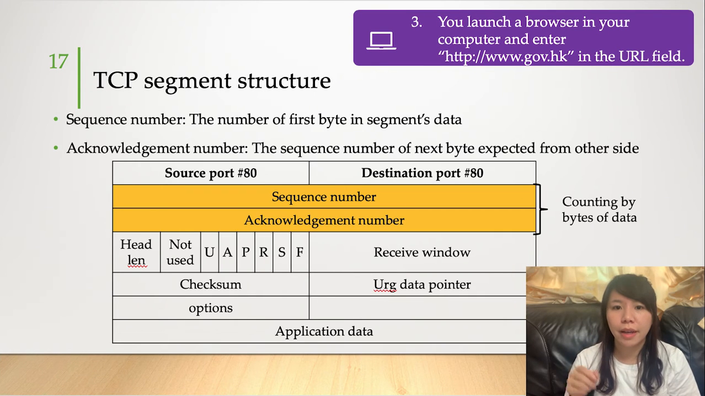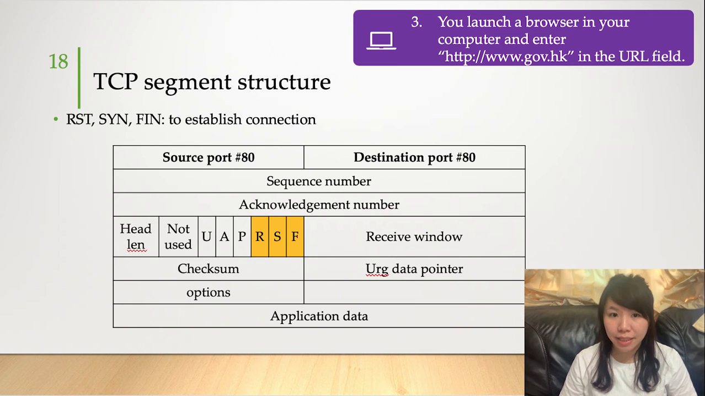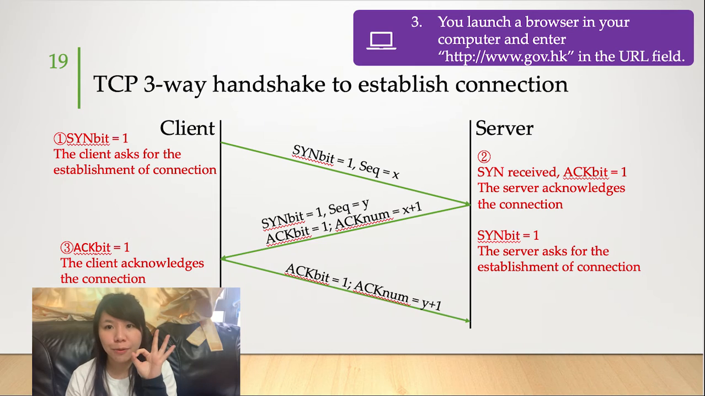The sequence number and the acknowledgement number are used to tell the client and the server which part of the segment is being sent and will be sent. The RST, SYN, and FIN are used to manage the connection. Then I am going to describe how they can be used for the TCP three-way handshake. The three-way handshake ensures that both client and the server know that both sides agree to establish the connection.